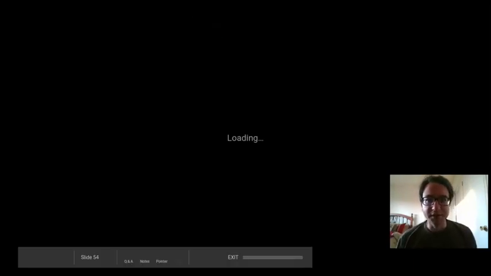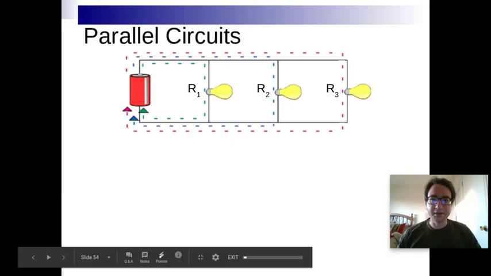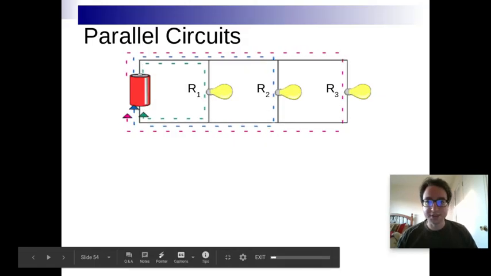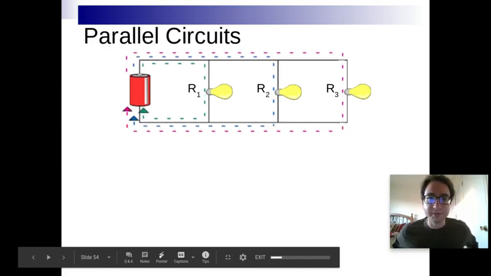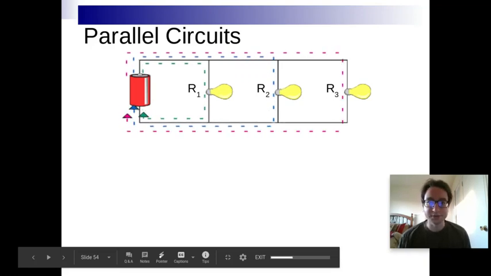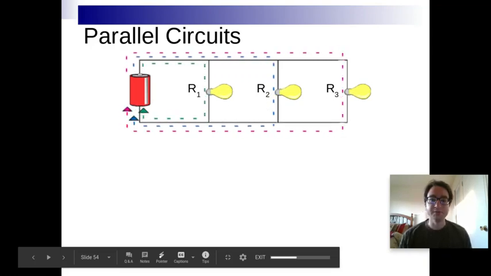Hello everyone. In this video, we're going to take a look at parallel circuits with the equations that go along with them. I hope you finished up your parallel circuit lab. I'll get that back to you as soon as possible so you can compare the equations you're about to see with the numbers you got using the tools in that simulation.